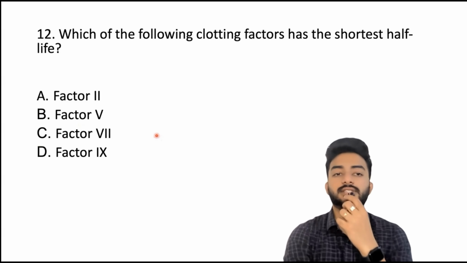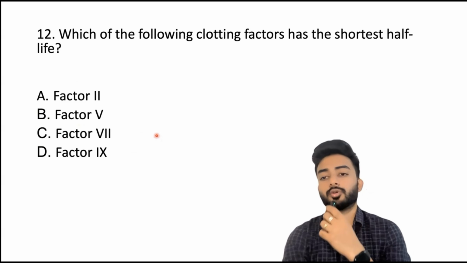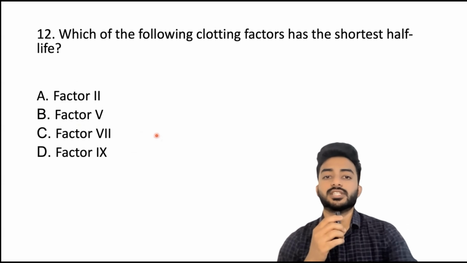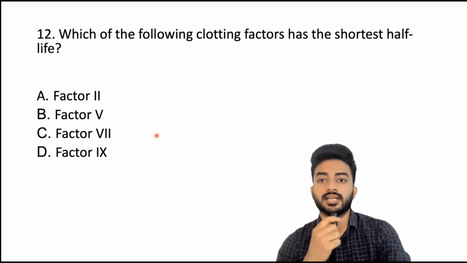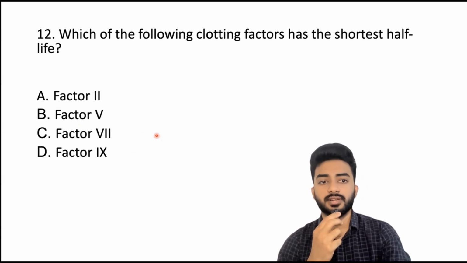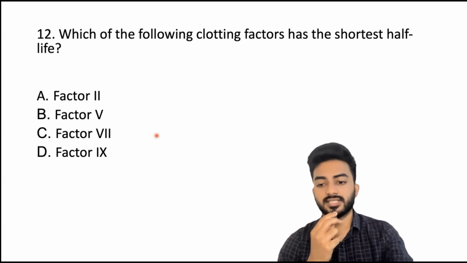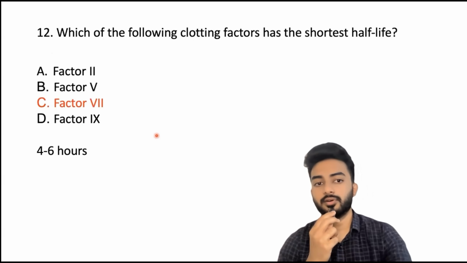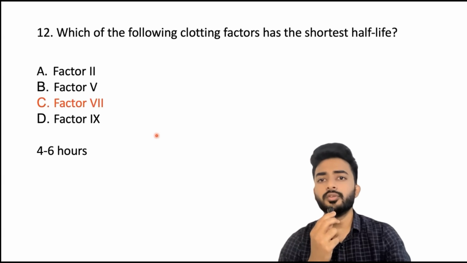So next question is, this is also from blood and blood products chapter. So the question is, which of the following clotting factors has the shortest half-life? And the options given are factor 2, factor 5, factor 7 and factor 9. So the answer is a direct one: the factor with the shortest half-life is factor 7, and it has a half-life of 4 to 6 hours. We all know this.